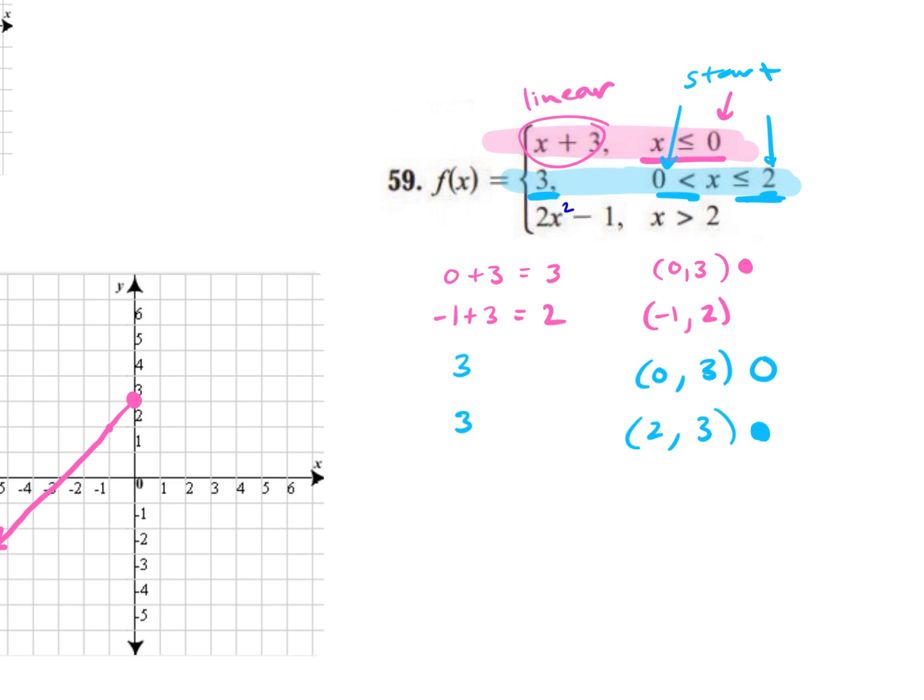So at 0, 3, we put an open circle. And at 2, 3, we put a closed circle. And we connect these 2 points. If it's a flat line, what would we call this? Constant. We have a constant line here. There's no change in between these 2 points, so we don't really need to plug in another point. It's just a number for the equation, so it's a constant flat line. Next, any questions on that one?